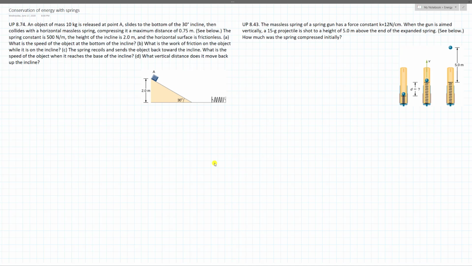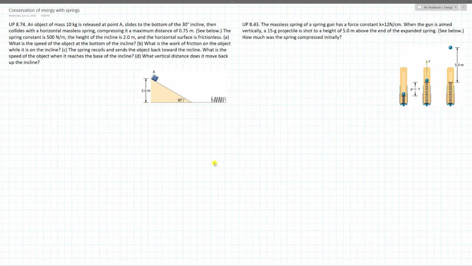See below, it's right here. The spring constant is 500 newtons per meter. By the way, that is very stiff. The height of the incline is 2.0 meters. And the horizontal surface is frictionless, which means this inclined plane is not frictionless. So we have questions A through D.